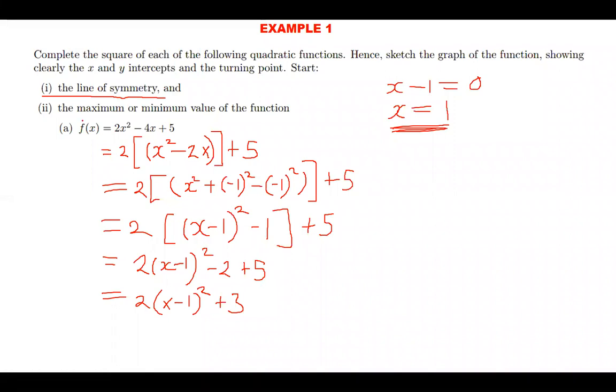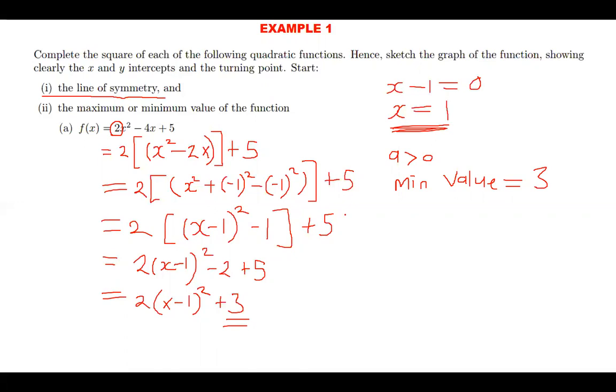And then to find the minimum or the maximum value, in this case we're finding the minimum value because the value of a here is positive, it's greater than 0. So meaning since a is greater than 0, we are simply finding the what? The minimum value. So the minimum value is just equal to this number here. Remember what I said? It's just this number, which is equal to 3.